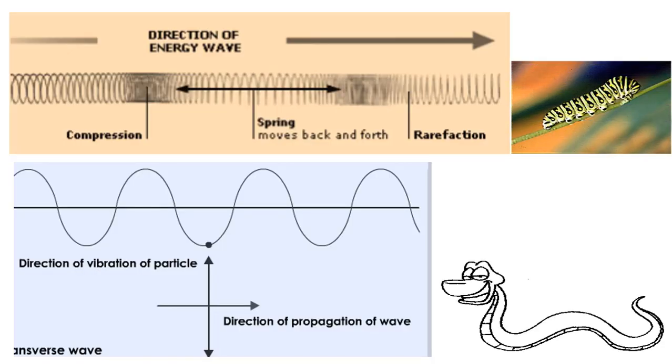So for the analogy, we have a caterpillar, which will compress and then move upward. That is how it moves. Another one, we have the snake. It moves like the snake, and the snake represents the movement of a transverse wave, and the caterpillar represents the movement of a longitudinal wave.